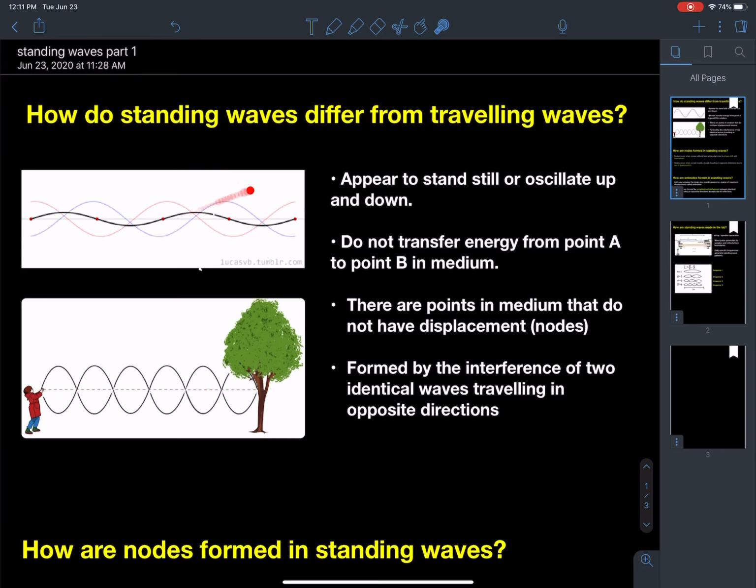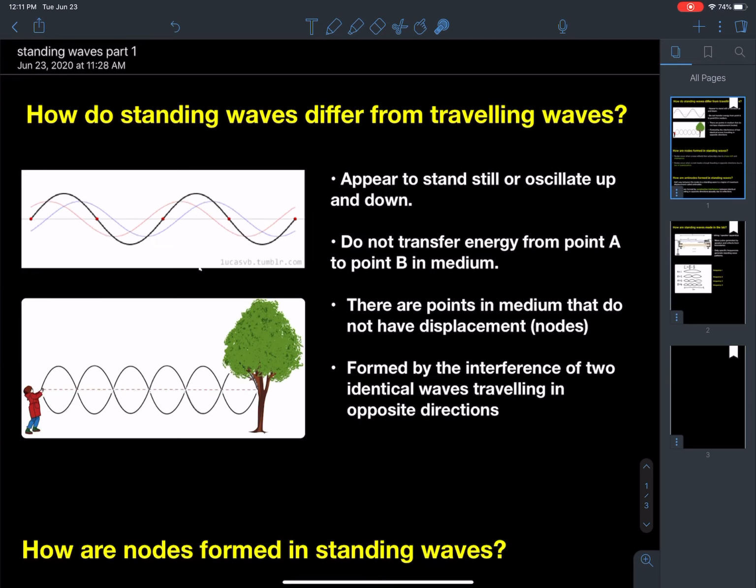Now, if they're traveling in opposite directions, they're going to interfere. And what they create is this black line. That's the superposition of the red and the blue waves traveling in opposite directions. If these red and blue waves are identical and are traveling at the same speed, mathematically, they make this really interesting combination that forms a wave that looks like it's standing still.